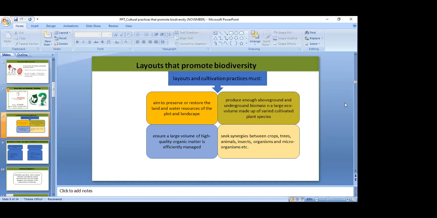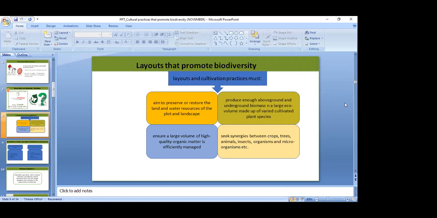It should be against the erosion, so that if the topsoil is going to be washed away, the kind of ridges or heaps you are making there will be a barricade for the erosion. So that layout and cultivation practices must serve the preservation and restoring of land and water resources. And secondly, it must produce enough above-ground and underground biomass and a large eco volume made up of varied cultivated plant species, just like the example I cited the other time.